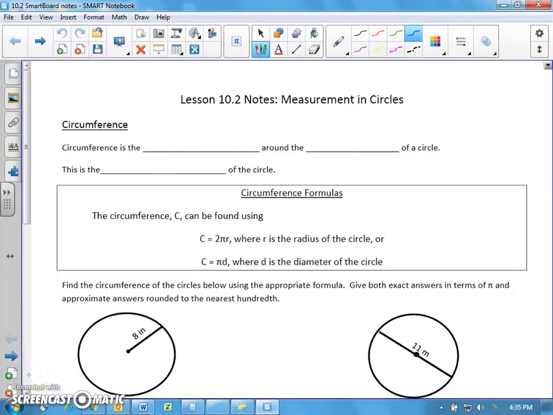Lesson 10-2, measurement in circles. Circumference is the distance around the outside of a circle. This is also known as the perimeter of the circle.